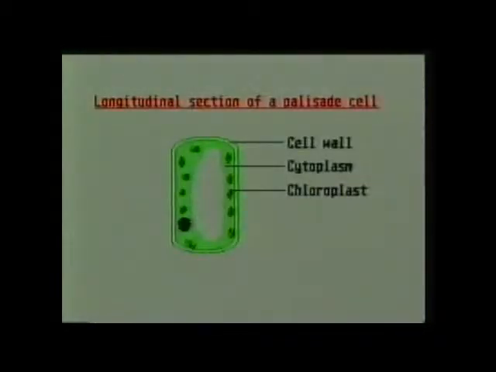The chloroplast is an organelle which contains a green pigment called chlorophyll. The chloroplast is responsible for photosynthesis, and the chlorophyll gives the leaves their green colour. Chloroplasts are found in large numbers in the palisade cells.